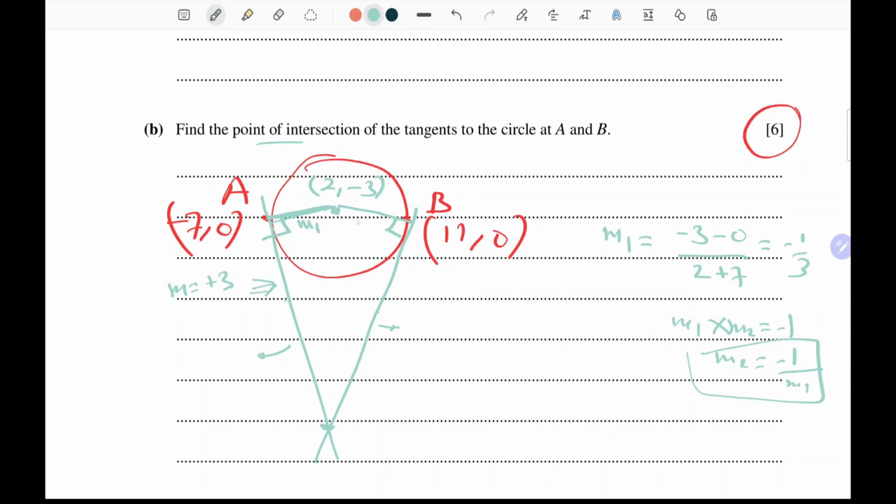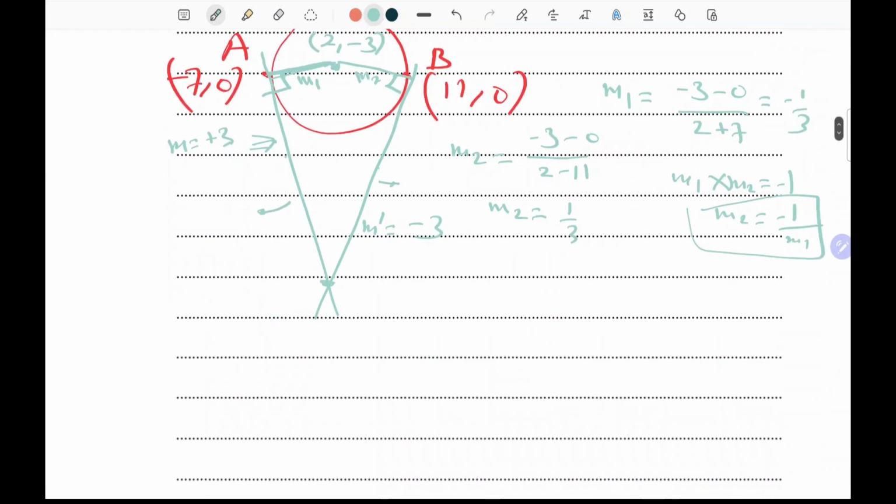Okay, and for this line, I am assuming the gradient as m2. So let's find m2 first. This is minus 3 minus 0 over 2 minus 11. So guys, m2, I got minus 3 over minus 9, which is 1 over 3. So eventually this has gradient minus 3 because 1 over 3, take the reciprocal, that's 3, and change the sign, that's minus 3.